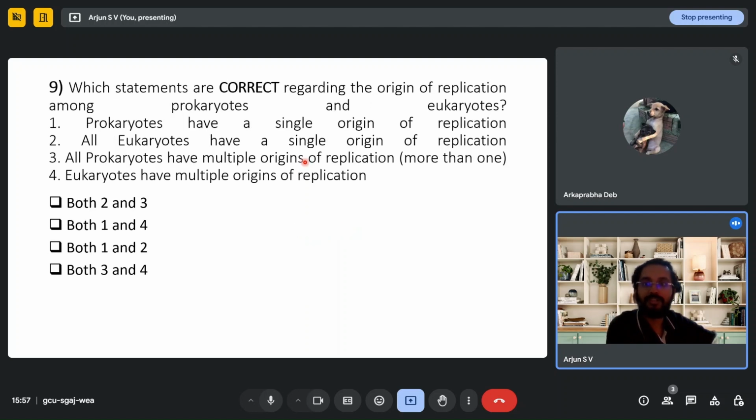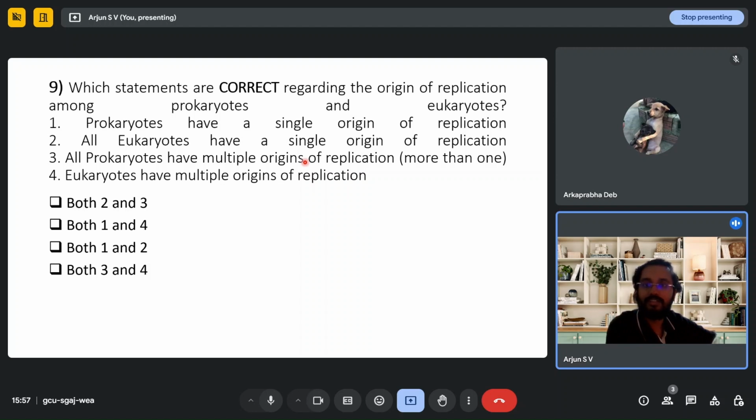So question number 9. Which statements are correct regarding the origin of replication among prokaryotes and eukaryotes? So they have given four statements. Prokaryotes have a single origin of replication, like ORI. Sorry, origin of replication. All eukaryotes have a single origin of replication. All prokaryotes have multiple origins of replication, more than one, and eukaryotes have multiple origins of replication.